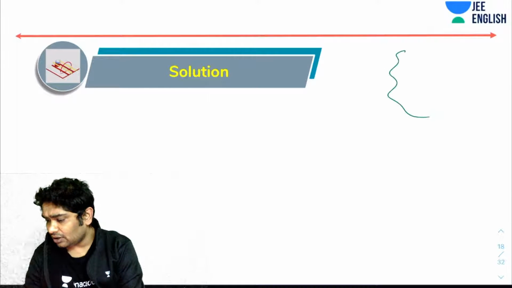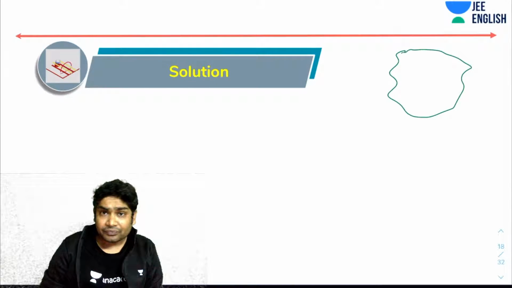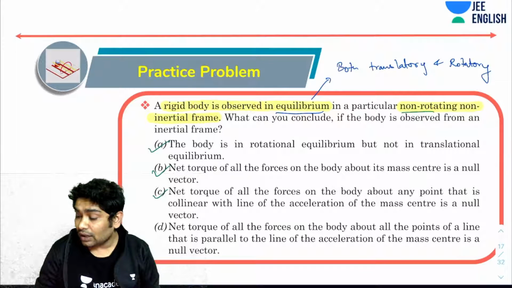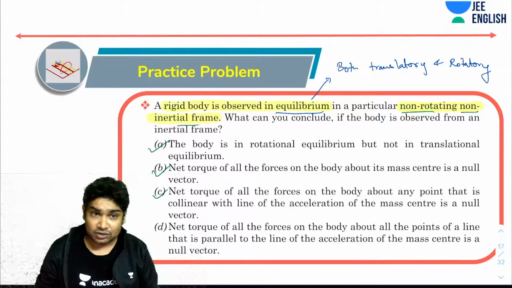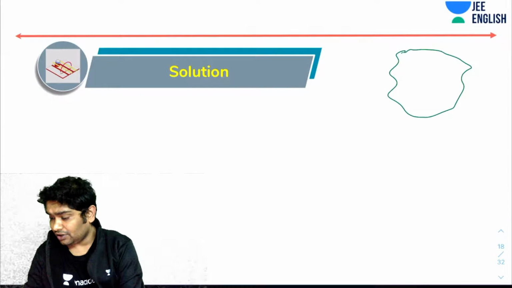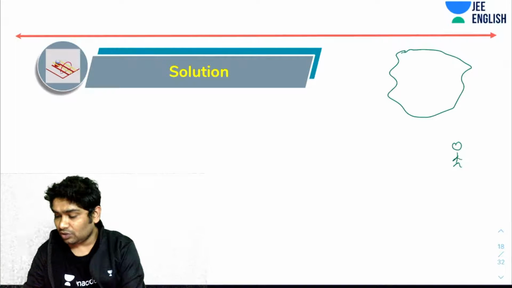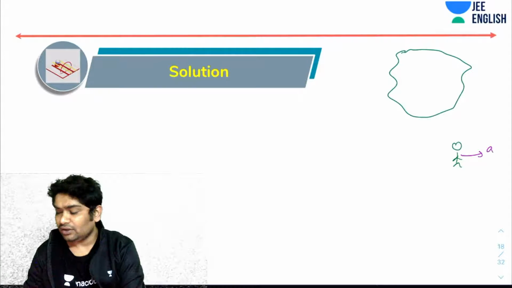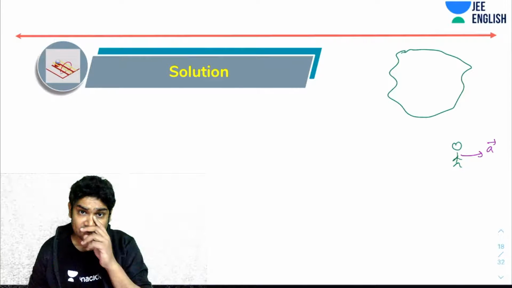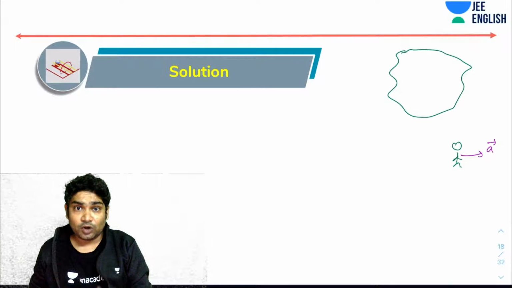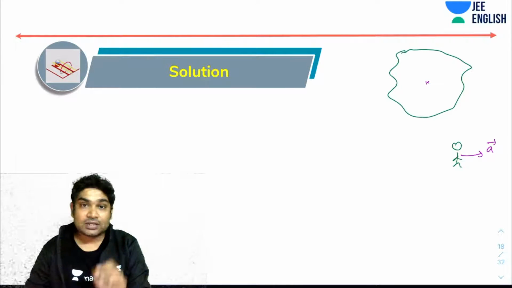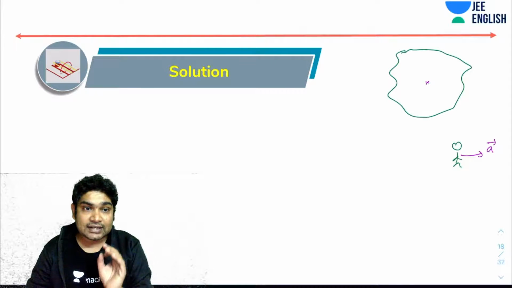So imagine this is your random rigid body. Now you are observing it from a non-rotating and non-inertial reference frame. So imagine you are an observer who is accelerating with some acceleration a vector. So you realize from your reference frame, along with all the real forces, you will also have a pseudo force acting on the CM. Now, please remember that pseudo force always acts on the CM.